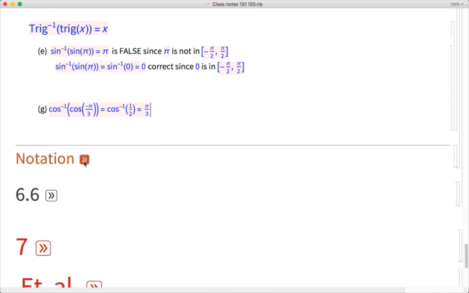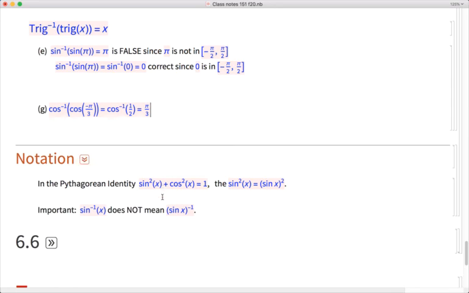I only have one last thing to say here. Just a reminder, as we talked about back in 5.4, about notation: when we write the Pythagorean theorem with sine squared and cosine squared, the location of the 2 is just a convenience. What it represents is the quantity sine of x, squared. But the notation for the inverse sine is something quite different. So I re-emphasize that the inverse sine function does not mean sine of x raised to the -1 power.